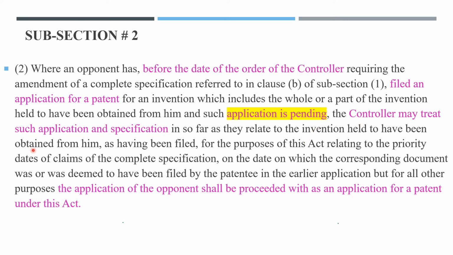Then the controller may treat such application and specification in so far as they relate to the invention held to have been obtained from him as having been filed for the purposes of this Act, that means the Patents Act 1970, relating to the priority dates of the claims of the complete specification, on the date on which the corresponding document was or was deemed to have been filed. Just observe the dates. Filed by the patentee in his earlier application. But for all other purposes, the application of the opponent shall be proceeded with as an application for a patent under this Act. So all the situations are mentioned here. Please try to understand the situation here. Let us proceed then.